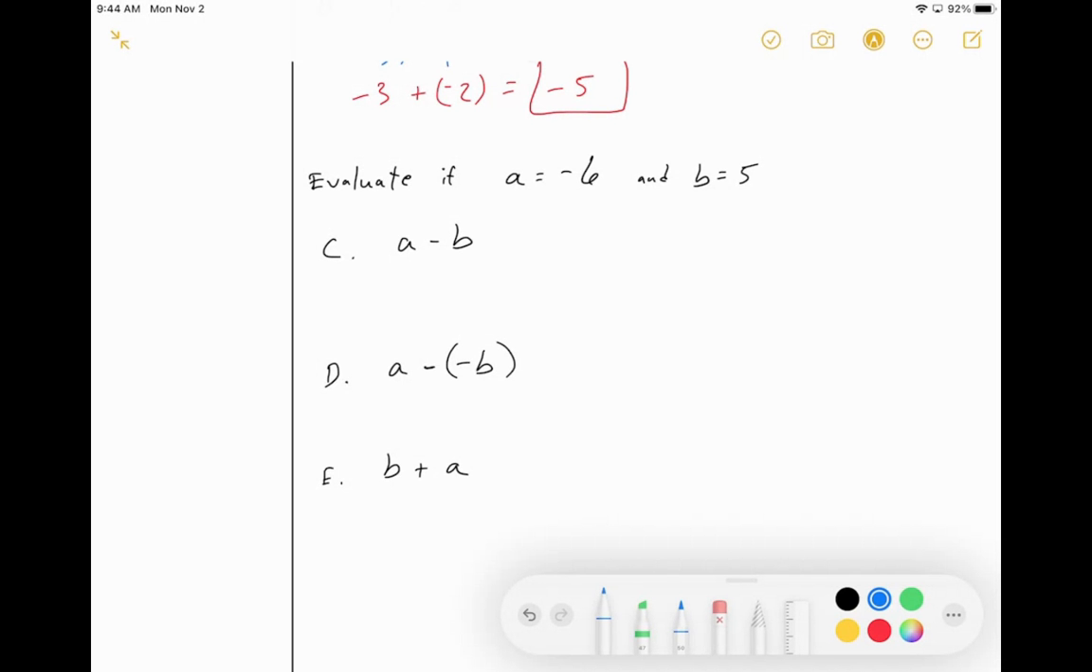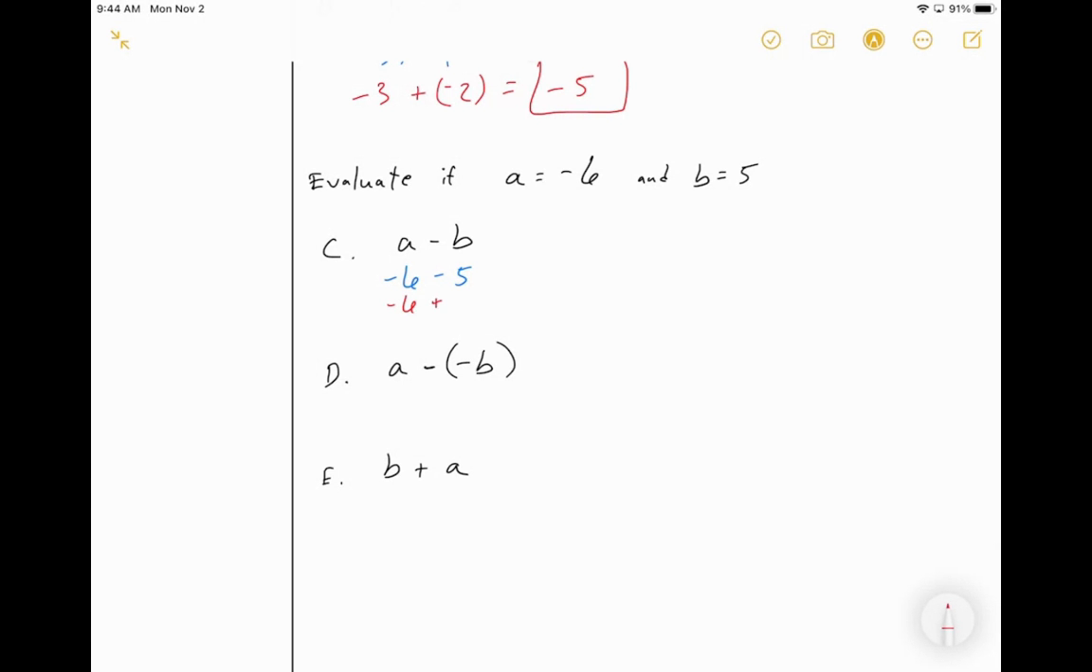Let's see here. First of all, a minus b. So -6 minus +5. Everyone with me on that? Here we go. Keep switch change. -6. Keep switch change. -6 and -5 is equal to -11. Yeah? Letter C, -11. Good job. I had a lot of you guys put that in there.